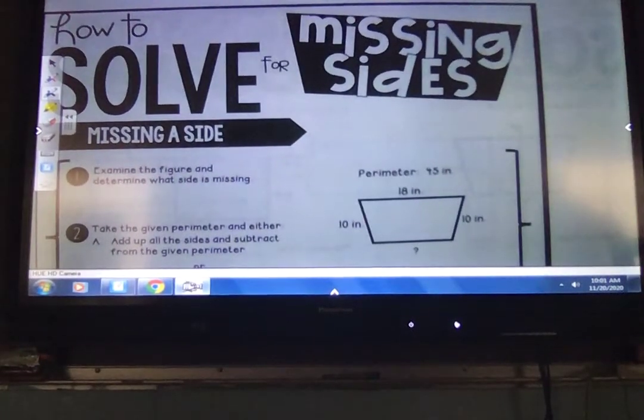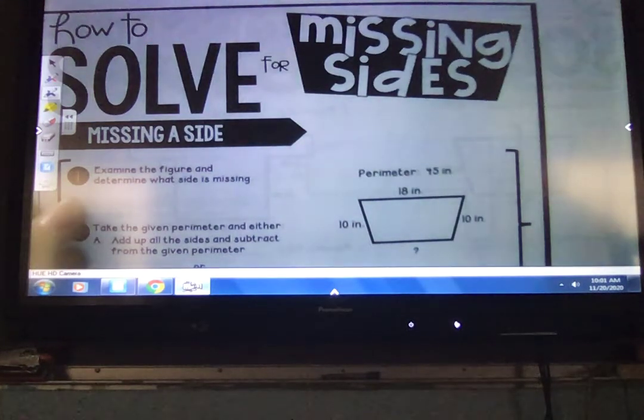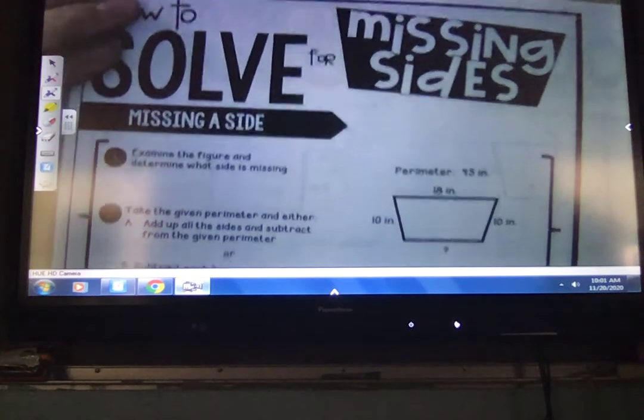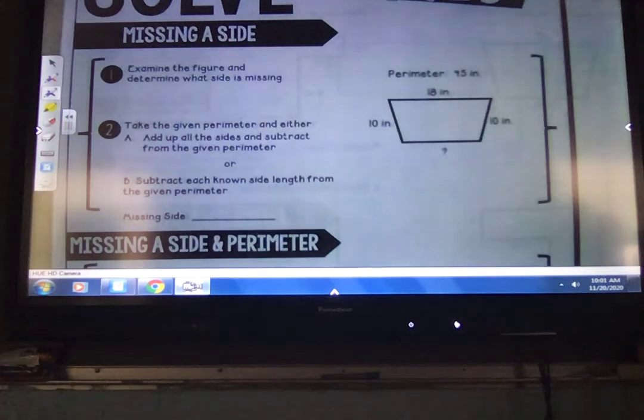So the first one that I want you to find is one that says how to solve for a missing side. So we're working with perimeter and area. Remember, perimeter is the fence that goes all around. To get the perimeter, we add all the sides. So sometimes when they draw a shape, they will give us a missing side. Look at this trapezoid.